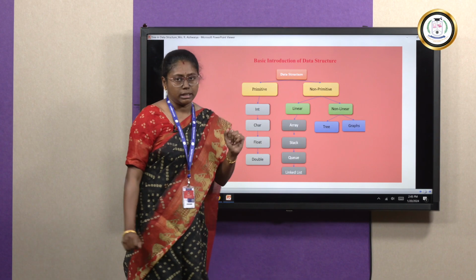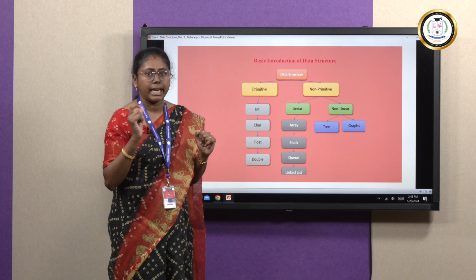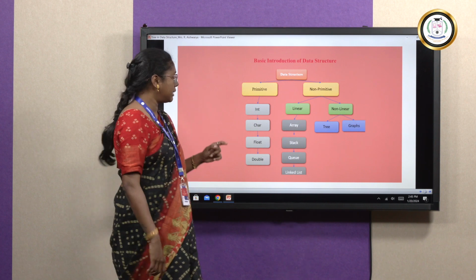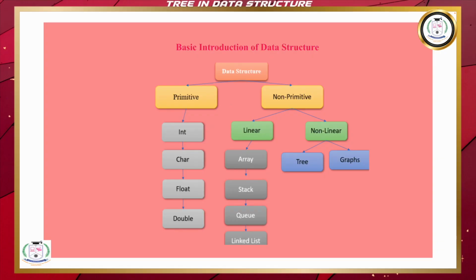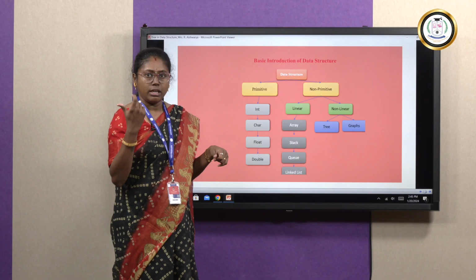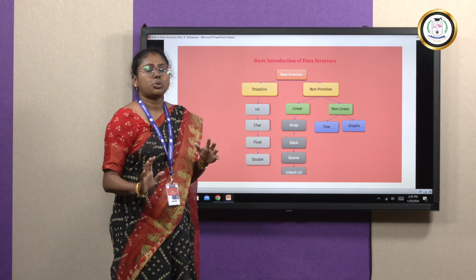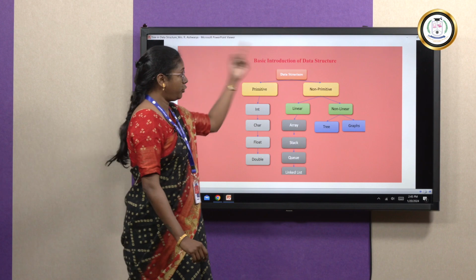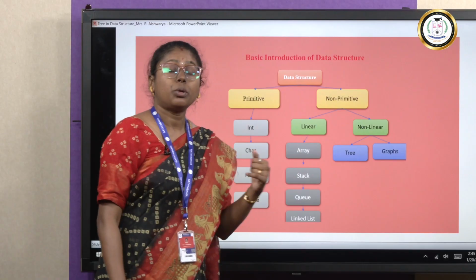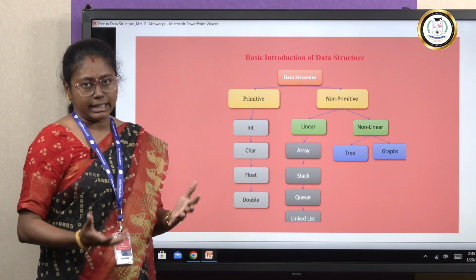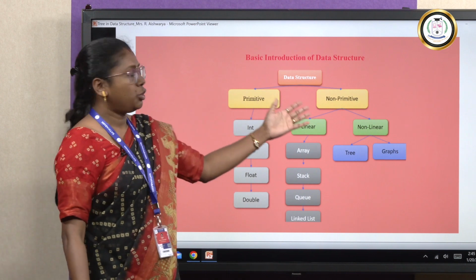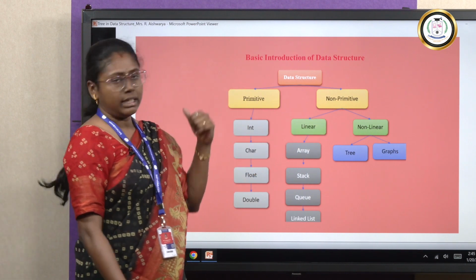Primitive means we can store only a single data type. Data types here are integer, character, float and double. Integer is a number, and character is a word. So you can store any one kind of data type. If you jump into non-primitive, you can save multiple data types, so compared with primitive, non-primitive is the advanced one in the data structure.